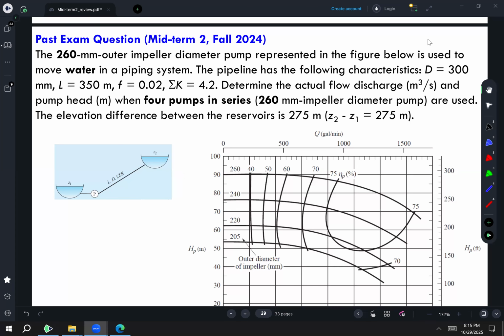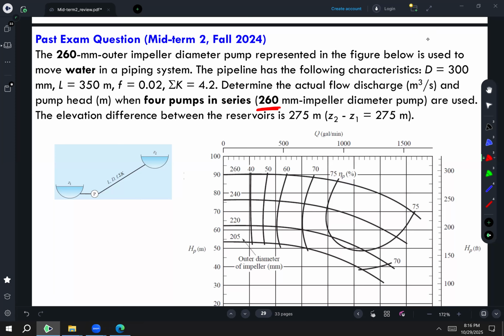Problem statement. The 260 millimeters outer impeller diameter pump represented in the figure below is used to move water in a piping system. The pipeline has the following characteristics: diameter, length, F, sum of K. Determine the actual flow discharge and the pump head when four pumps in series, using the 260 millimeter impeller diameter, are used. The elevation difference between the reservoirs is 275 meters.